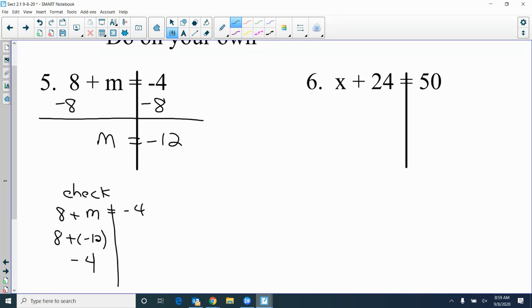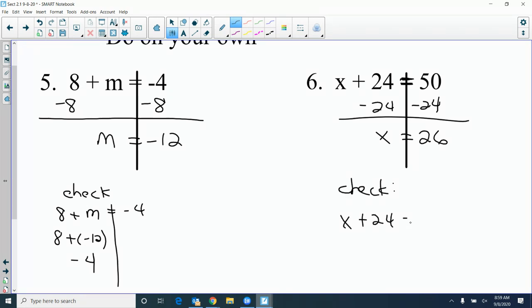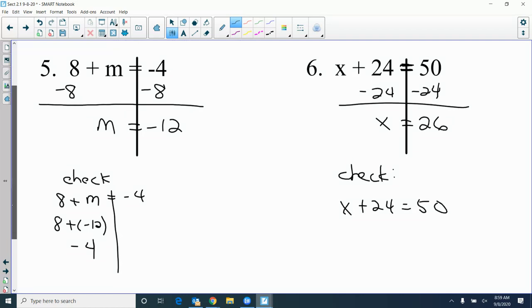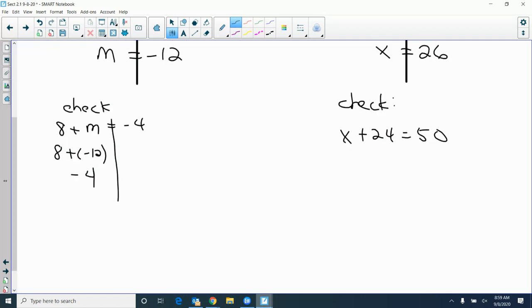Now, like I said, I screwed up here. I confused some of you on this next one. This is equals 50. That's an equal sign. I think I didn't hit equals, it looks like a minus. So subtract 24, and x equals 50 minus 24, which is 26. Now I'm going to check it. I'm going to start with x plus 24 equals 50. And now plug in, what did we say the answer was? We said the answer was 26.